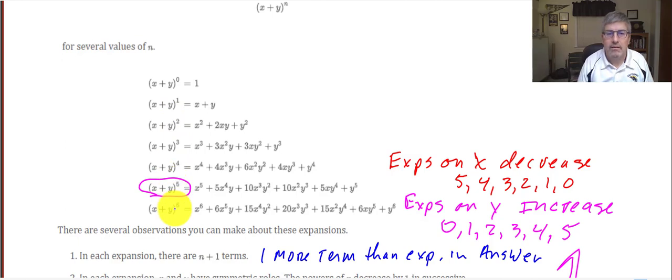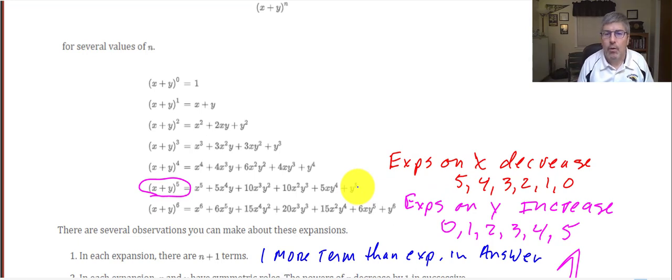Let's take a look at x plus y quantity raised to the fifth. If we look at our x values, or the first term in the binomial, we can see the exponents on those decrease by 1 as we continue through the expansion. So our exponents go from 5 to 4 to 3 to 2 to 1, and then finally in the last one we don't have any x at all because that's x to the 0 power.